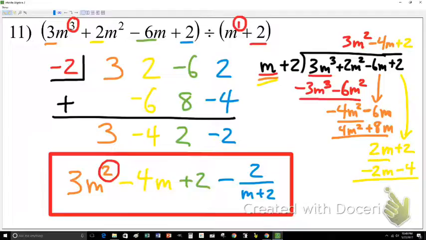Okay, so now we add. 2m plus negative 2m is 0. 2 plus negative 4 is negative 2. And so I get the same result there. I have a remainder of negative 2 over m plus 2. And so we can combine all that, and if we do that, we get the same answer that we got before. So everything appears to be good with this. We did everything correctly.